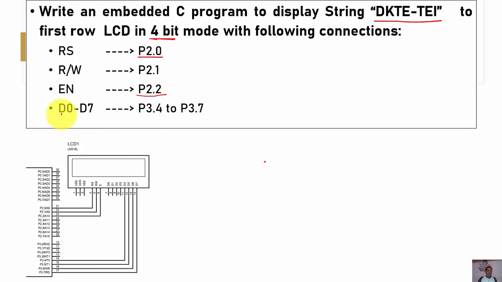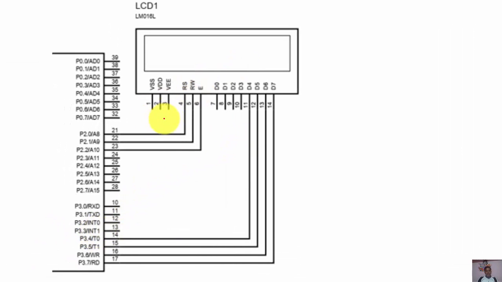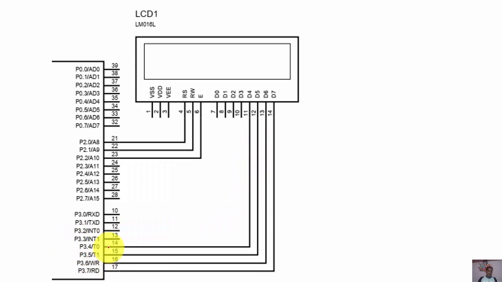And for the data lines, instead of using D0 to D7, D4 to D7 should be connected to P3.4 to P3.7. So this is the connection that we have to follow, and in accordance with this, my interfacing diagram may look like this. The RS pin of the LCD is connected to P2.0, R/W bar is connected to P2.1, and EN is connected to P2.2. And as it is 4-bit mode, only the higher 4 bits of the data line are connected to the higher 4 bits of port P3.